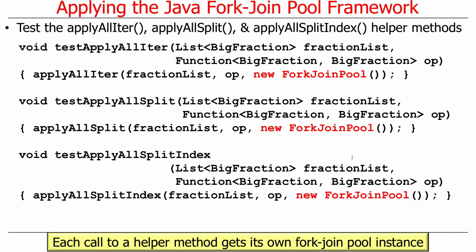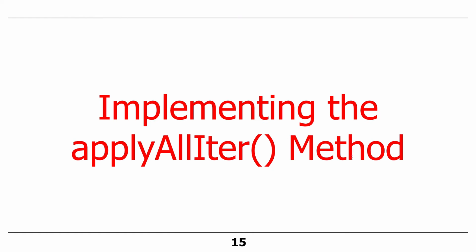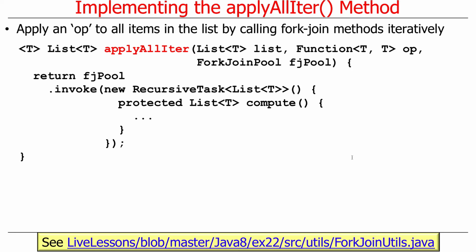All right, so that's just kind of the big picture view. So you got a list of big fractions, some operation to apply, and a fork join pool upon which to apply the operations on the list. So let's take a look at the first implementation. This is the simplest of the methods. This is one that's called applyAllIter. And so what it's going to do is it's going to apply this function operation to all the elements in the list, and it's going to do this iteratively using the fork join pool to run the computations in parallel.